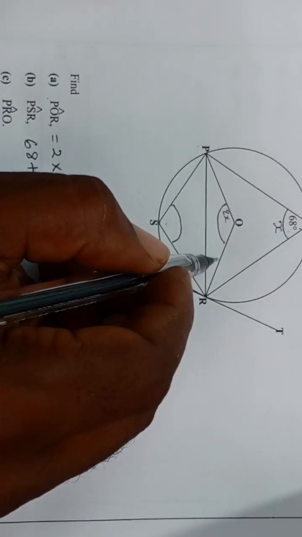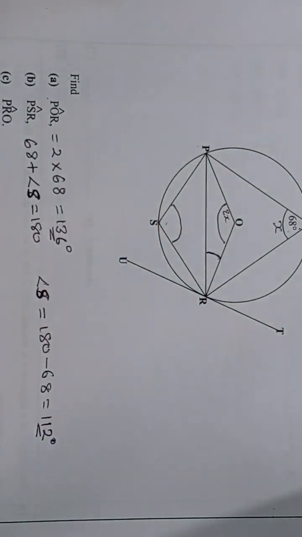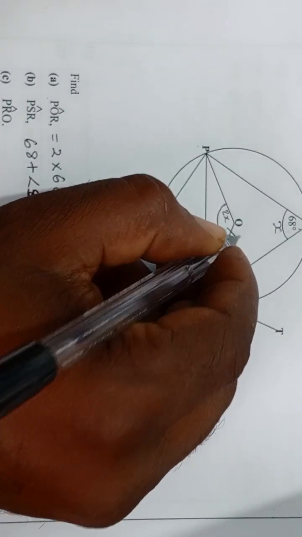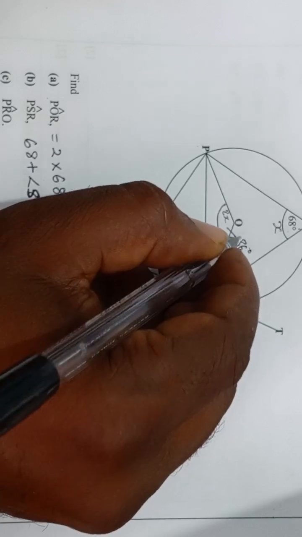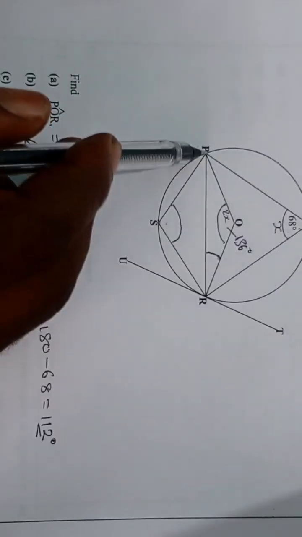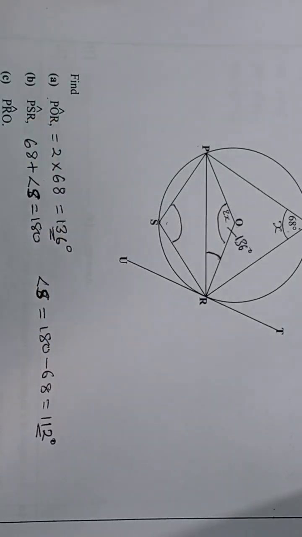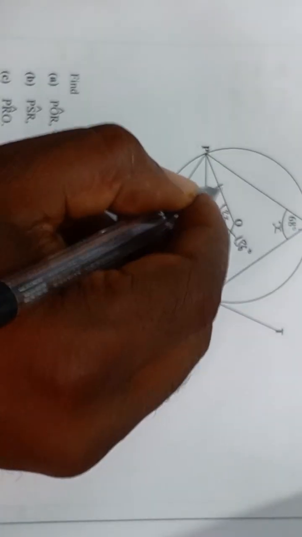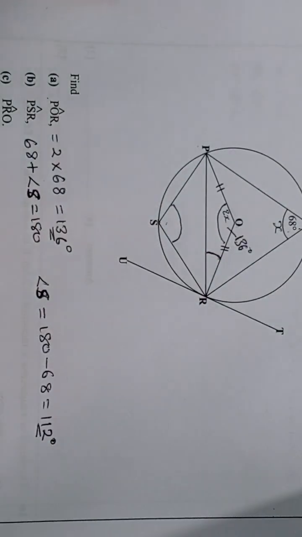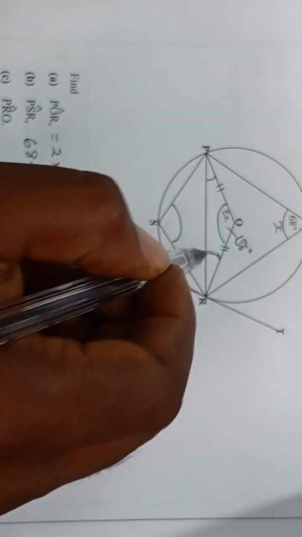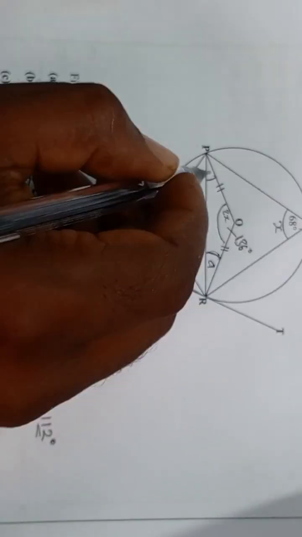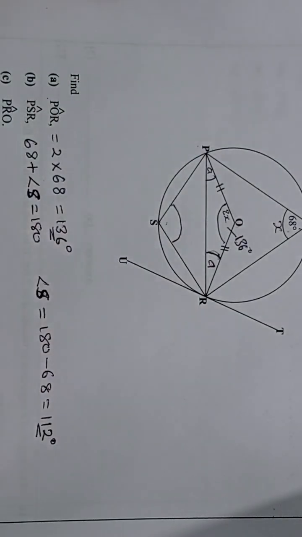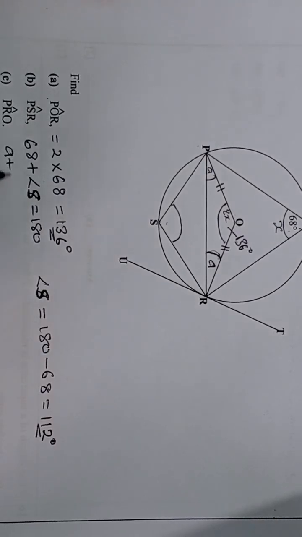So this angle, how do we find it? It is easy. Remember that we have this angle which is 136 degrees, and this triangle is an isosceles triangle. In an isosceles triangle, two sides are equal. If the two sides are equal, then the two base angles, this angle and this angle, are the same. So if this is A, this is A.